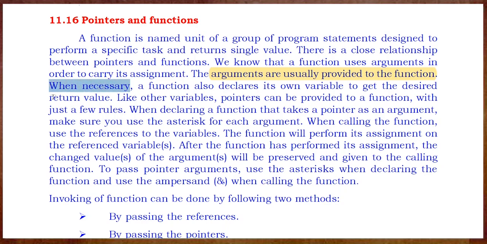Whenever a function needs some arguments, we supply them, and they will be assigned. How they are assigned is through the actual and formal parameters, which we have already discussed. You can also see that the function could declare its own variables to get the desired return value. Sometimes when a function returns a value, it creates one or more variables, and the final value can be returned through the function.